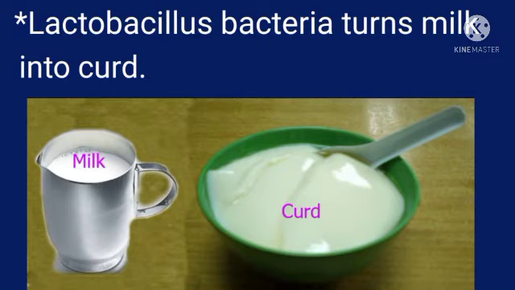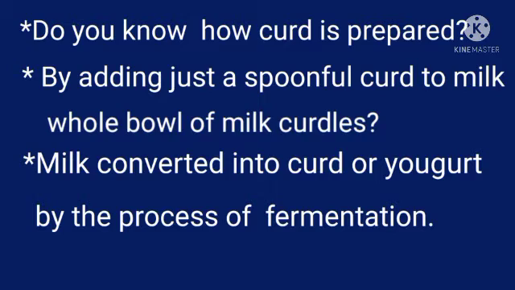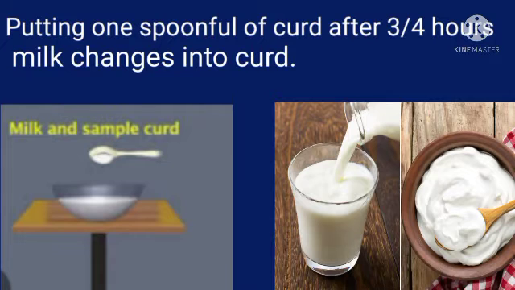Lactobacillus bacteria turns milk into curd. Do you know how curd is prepared? By adding just a spoonful of curd to a whole bowl of milk, the milk is converted into curd or yogurt by the process of fermentation. After 2, 3 or 4 hours, the milk changes into curd.